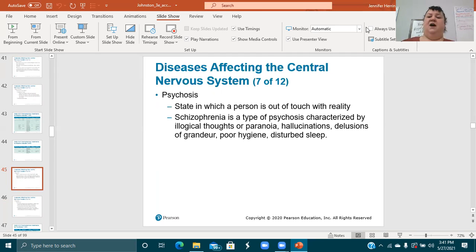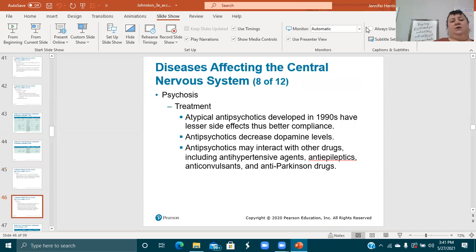Schizophrenia is a type of psychosis characterized by illogical thoughts or paranoia, hallucinations, delusions of grandeur, poor hygiene, and disturbed sleep. Treatment can include atypical antipsychotics developed in the 1990s that have a lesser side effect and thus better compliance. Antipsychotics decrease dopamine levels. Antipsychotics may interact with other drugs, including antihypertensive agents, anti-epileptics, anticonvulsants, and anti-Parkinson drugs.